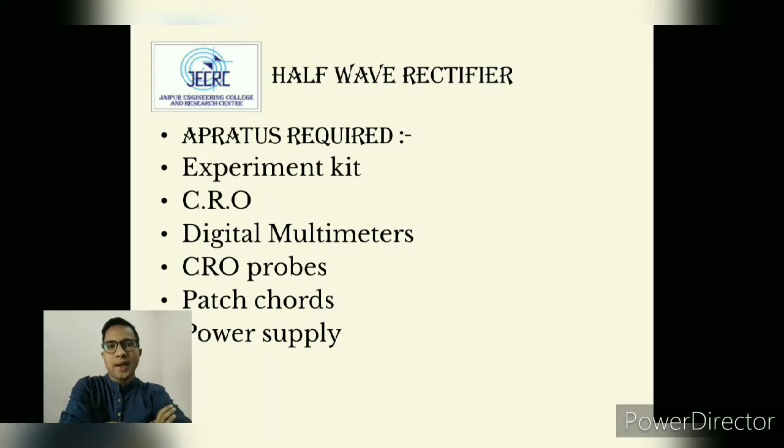So in the half-wave rectifier, the required apparatus are an experiment kit, CRO, digital multimeter, CRO probe, patch cords for connecting wires, and power supply.